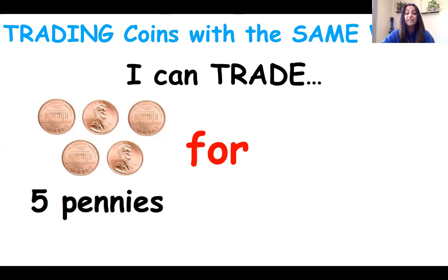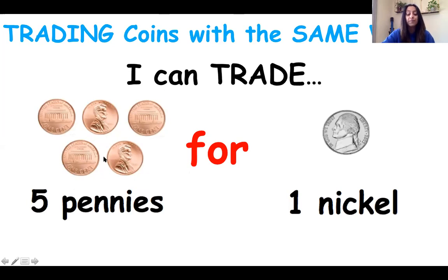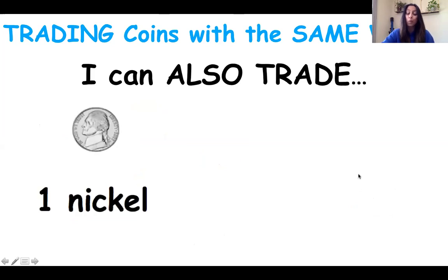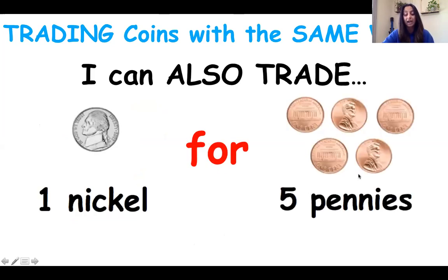You guessed it. If these 5 pennies equal 5 cents, we can trade it for a nickel. So 5 pennies and 1 nickel have the same value. They both equal 5 cents. 5 cents equals 5 cents. So you can always trade 5 pennies for 1 nickel. But you can also trade 1 nickel for 5 pennies, because like we just said, 5 cents equals 5 cents. So if you have a nickel, you can trade it for 5 pennies. Or if you have 5 pennies, you could trade it for a nickel. It goes both ways.